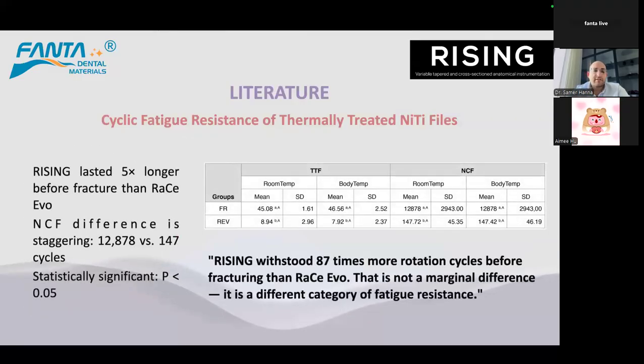Rising lasted 5 times longer before fracture than the Race EVO, and the difference in the number of cycles was extremely large, with a statistical significance, showing that Rising was very resistant to separation and needed a way higher number of cycles to reach separation.